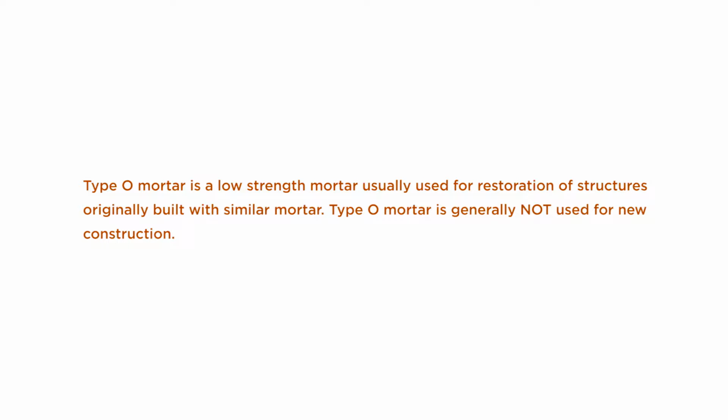Type O mortar is a low-strength mortar usually used for restoration of structures originally built with similar mortar. Type O mortar is generally not used for new construction.